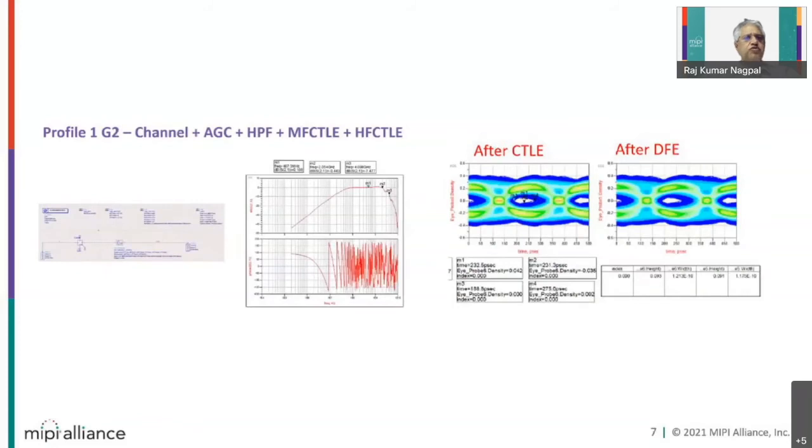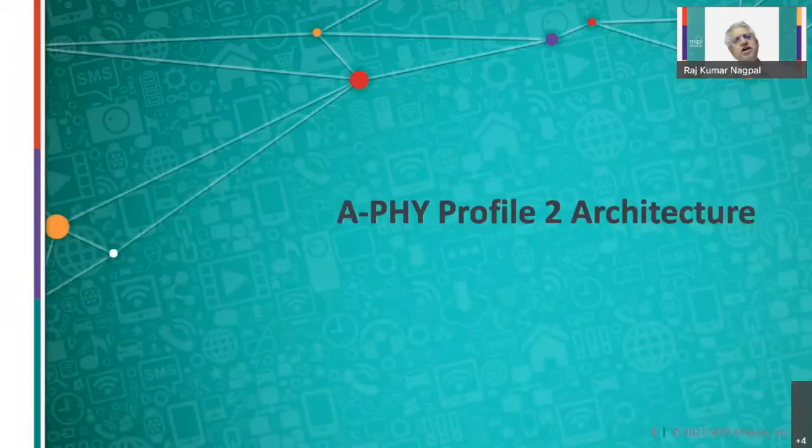This is gear two, wherein, by the way, whatever I'm showing here is the receiver front end transfer function, which is basically your AC response. And this is the eye diagram at the slicer after the CTLE. And this is gear two. Okay. Similarly, you can have a gear three also. So this is all I just discussed, profile one.